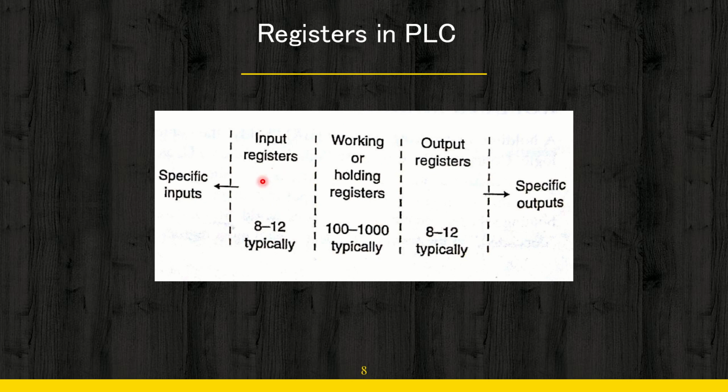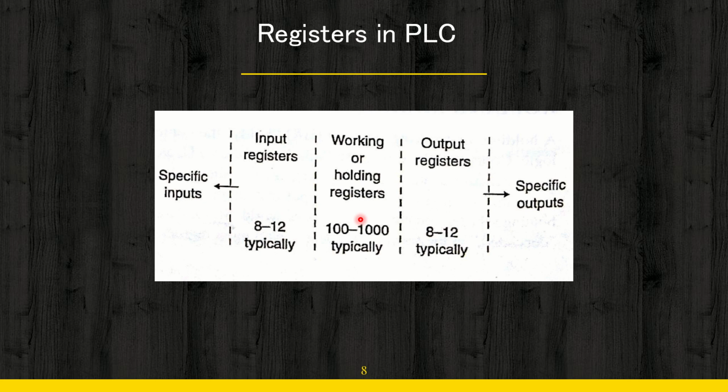Then there are the input registers and output registers, which are the external shields of the working or holding registers, and the input registers are finally connected to specific input terminals, and the output registers are connected to specific output terminals. Now you can find that working or holding registers are much higher in number in comparison to input or output registers, because whatever data or situation the input register gets from the external world is sent to the holding register for further operation purpose.